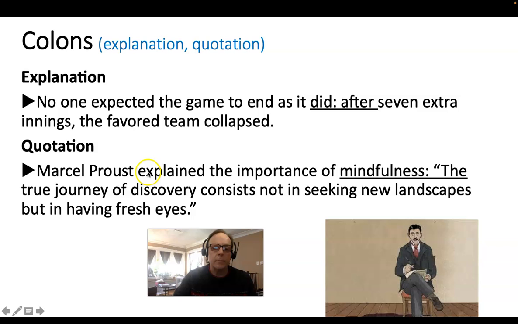Marcel Proust, a famous writer from France, explained the importance of mindfulness. How did he explain it? So again, that colon is letting us know we're going to have some information following. And then it introduces a quotation. So you can actually use it sometimes, if it's done correctly, to introduce a quotation. We have the colon, then we have the quote. This is from Proust himself, who said, "The true journey of discovery consists not in seeking new landscapes, but in having fresh eyes." So not necessarily traveling anywhere, but just waking up and noticing. So again, this colon introduces some either explanation, or in this case, a quotation.